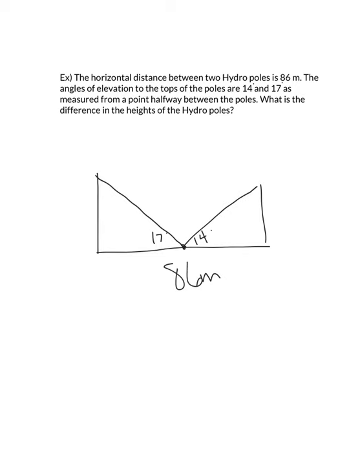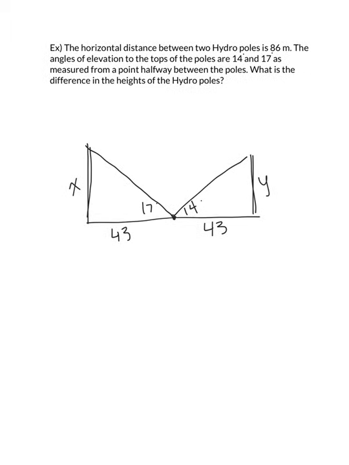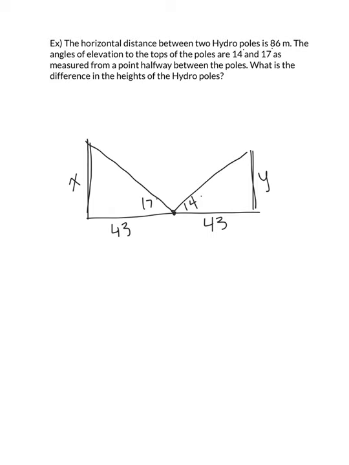So right away, I'm just going to erase this 86. So I know that the entire distance is 86, but I also know that this point right here is halfway. We can't just assume that if it doesn't specifically say, but this question it does. So I know that this is 43 and this is 43. So right away, I know that I'm looking for the difference in height between this pole and this pole. In order to do that, I need to figure out the actual height of that pole and that pole. So I need to go ahead and write my formulas.